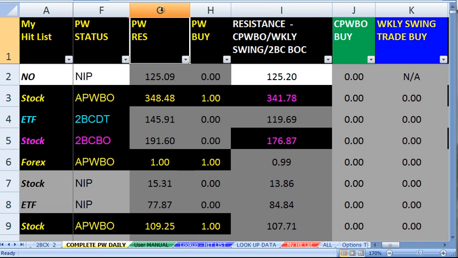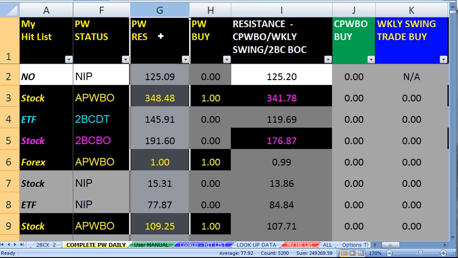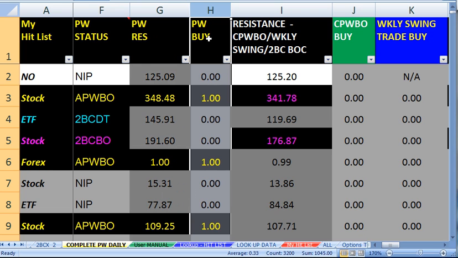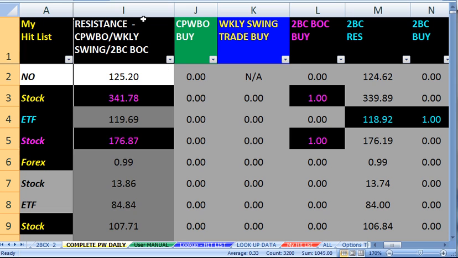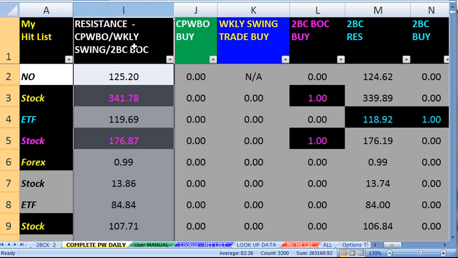All right, the next column over is your pulse wave resistance price trigger. This is where you enter the market on a buy stop limit. The next one is your pulse wave buy signal. If there's a 1 in the column, then that is a buy signal. If it's a 0, that is a neutral signal, meaning you don't have a buy signal. The next column over is your buy trigger. This is where you place your buy stop limit on confirmed pulse wave breakouts, weekly swing trades, 2-bar Charlies, and Q waves.